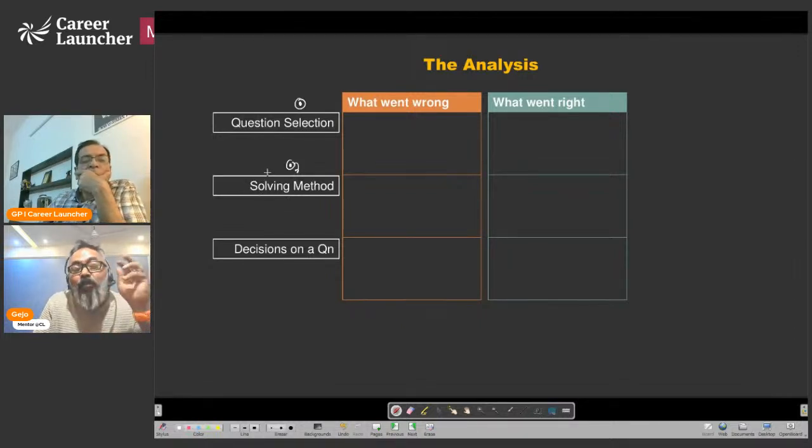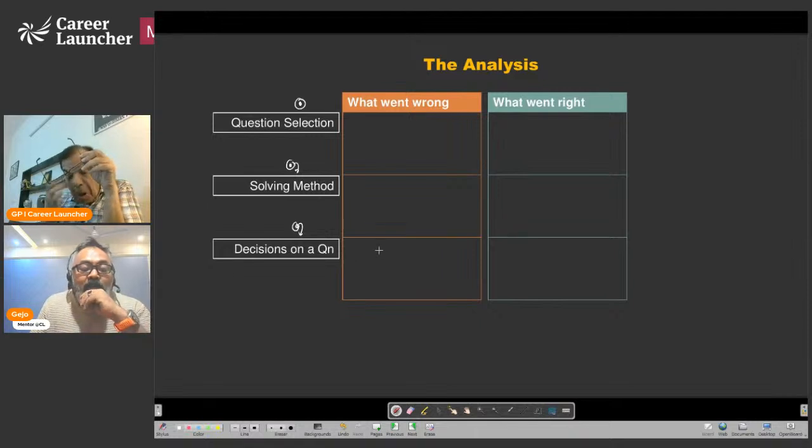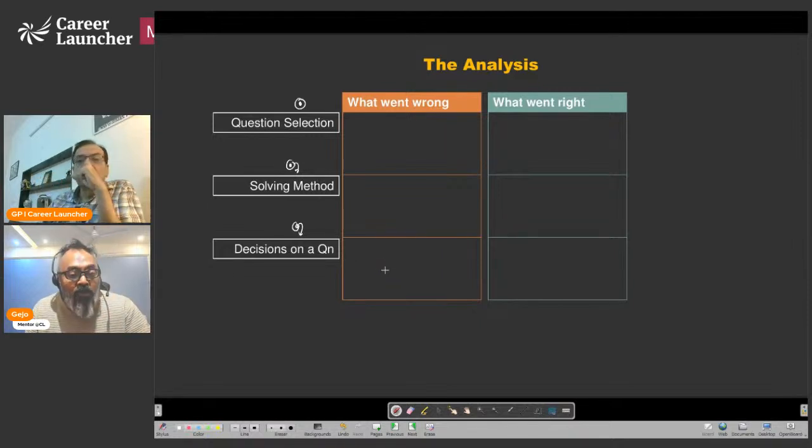Did I get the right approach in the beginning? Did I have to do a couple more things? And what were the decisions that I made on the particular question? Did I solve the question that I was supposed to solve? Did I get stuck in a particular question? What were the things that went wrong? And most of the time, knowing what the issue is, is important.